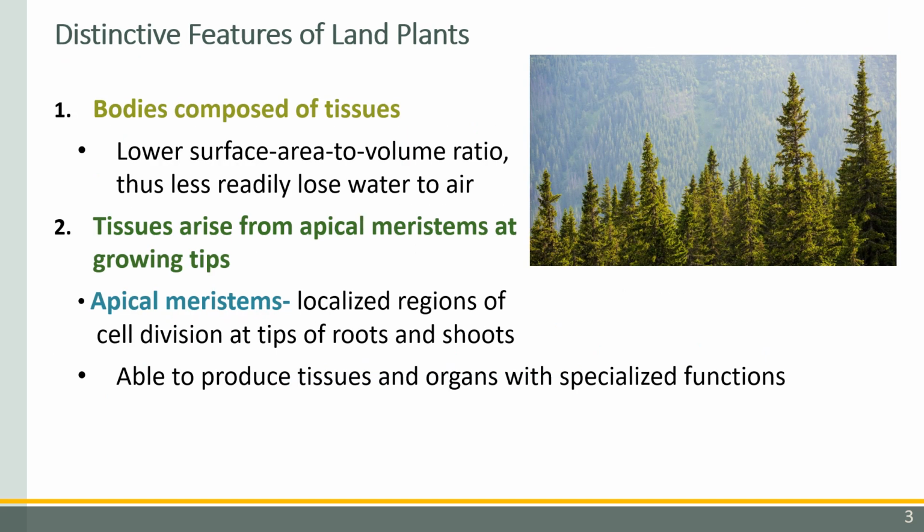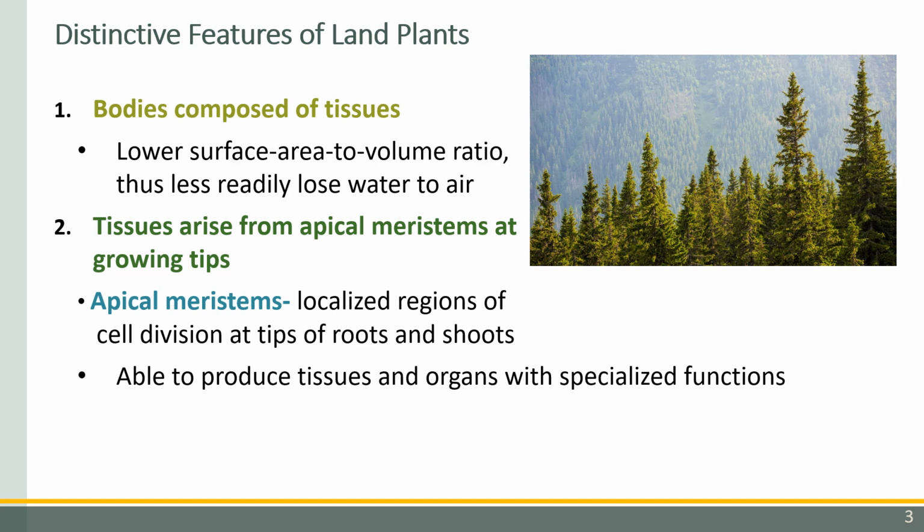There are several distinctive features that allow plants to live on land and to be well adapted to land. One of those is that their body is composed of tissue. So when an organism is made up of tissues, which are specialized cells, they usually have a specific function. So for example, you have muscle tissue throughout your body whose specialized function is movement. When organisms have specialized tissues, it allows their body to be larger and more complex.